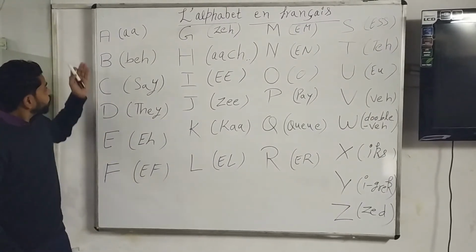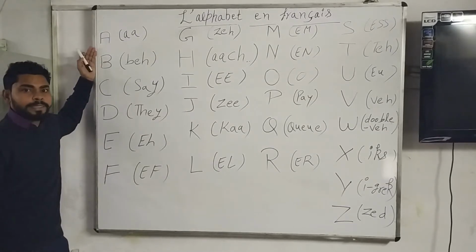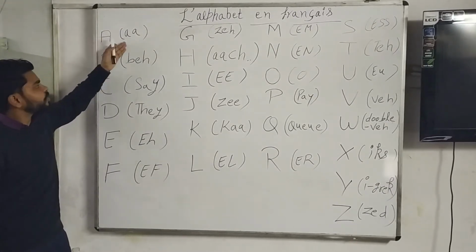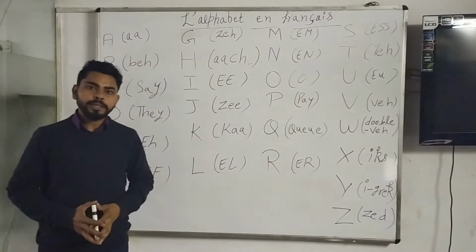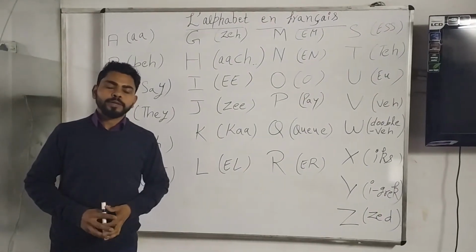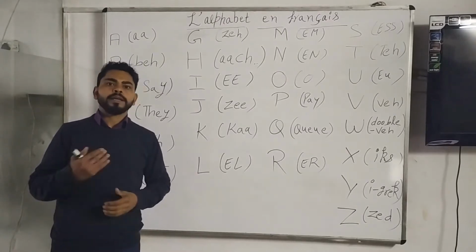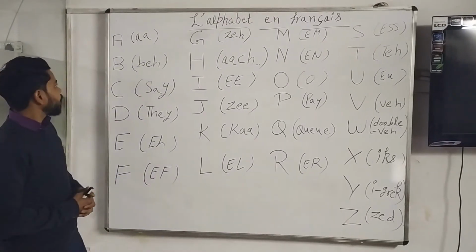First of all, we have alphabet A. We have the pronunciation in brackets for your use. You can copy them and write them down. You can practice with me the pronunciation. You can follow with me when I pronounce any word. Then after you can pronounce the same alphabet.